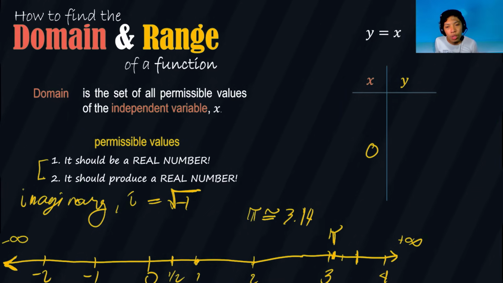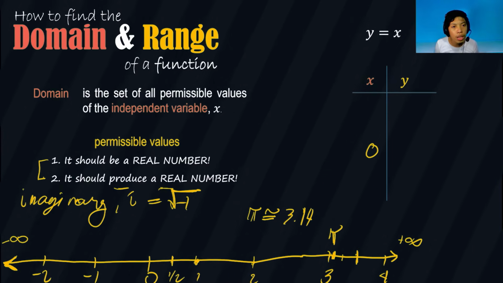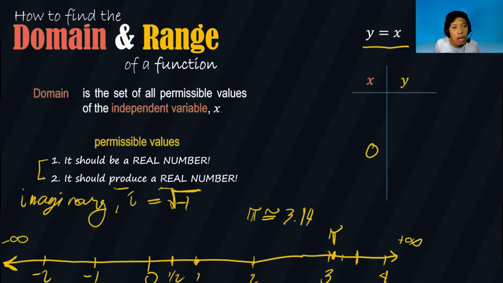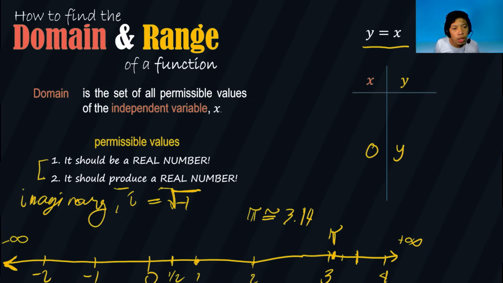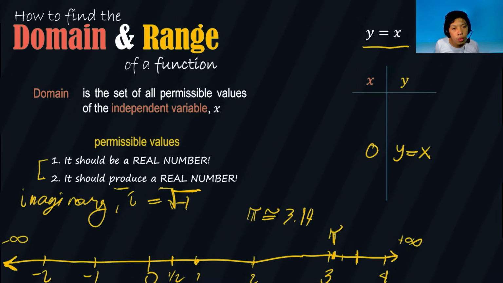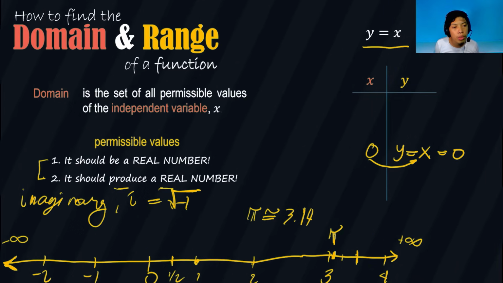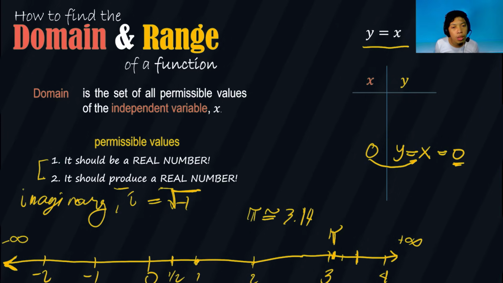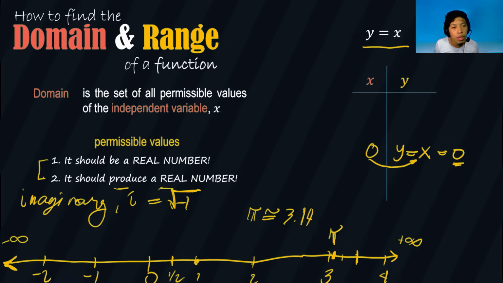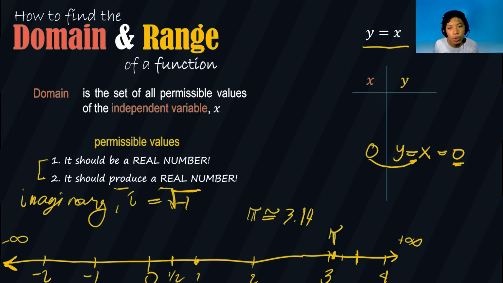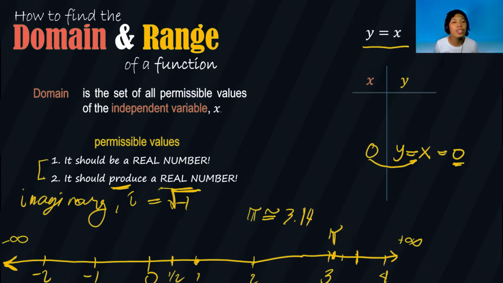Now, number 2, it should produce a real number. What do we mean by that? Produce. So I have here the equation y is equal to x. Now, you substitute 0 to x. This will become 0, so y is equal to 0. Meaning, when you substitute 0 to x, the resulting value of y is 0. So 0 produced a real number value in y.